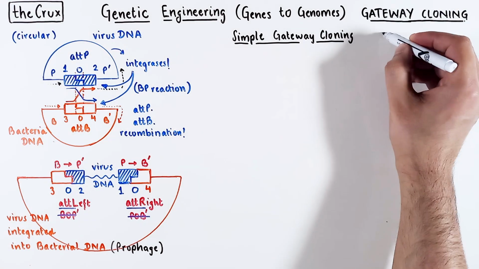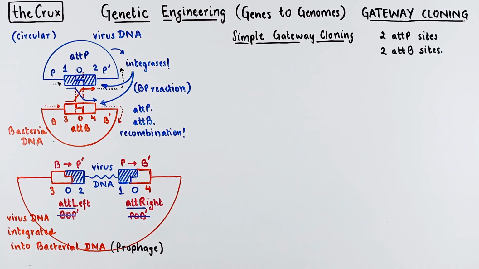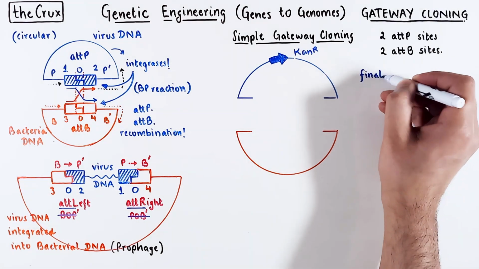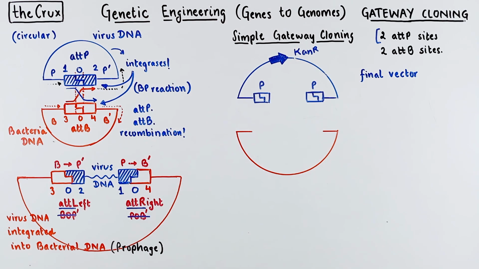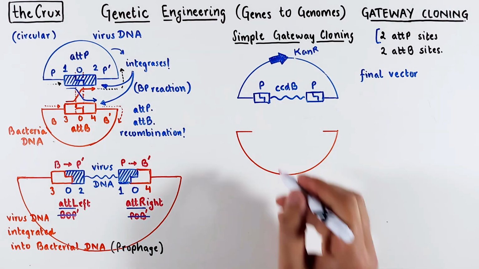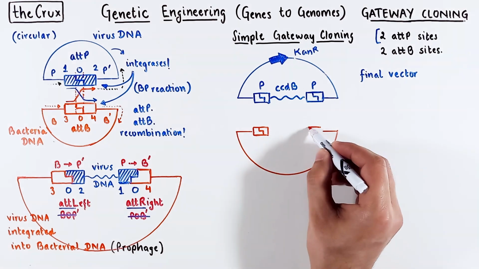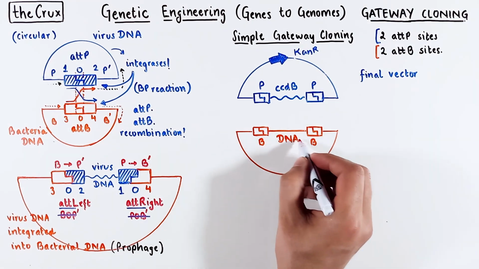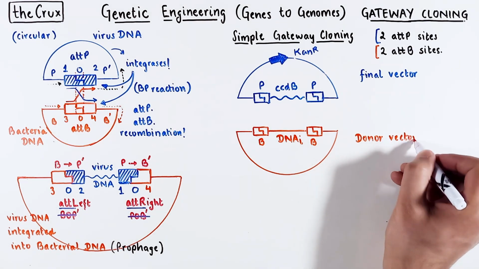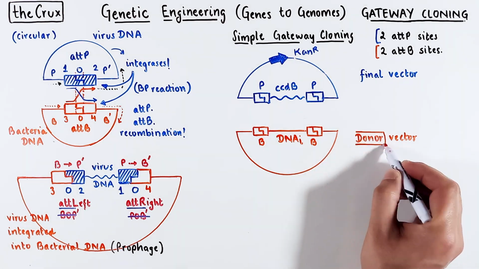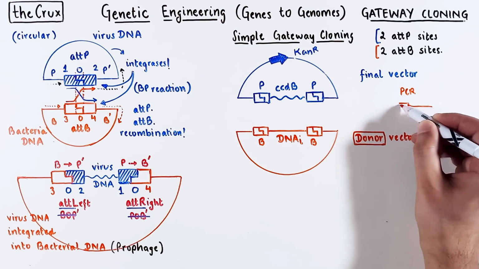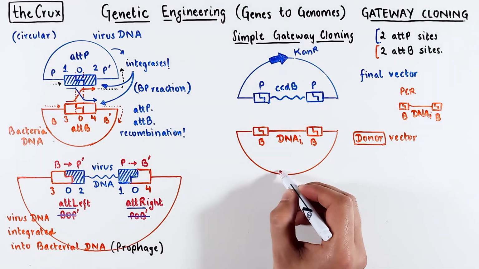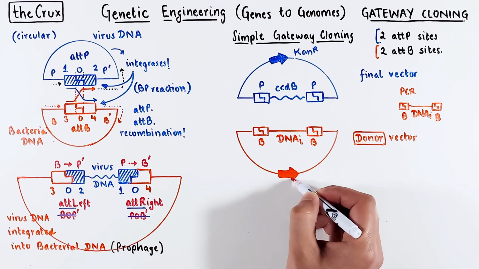This uses 2 attP and 2 attB sites. Assume that our final vector will be this blue vector carrying a kanamycin marker. It carries 2 attP sites with a ccdB suicide gene in the middle. The second vector carries 2 attB sites, and it has the DNA of interest we want to clone in the middle. This is a donor vector. Just like this DNA of interest being in the plasmid form, you can also have the DNA of interest from a PCR, but in that case you will have to add attB sites to the primer. For simplicity, I will restrict the discussion to the plasmid form of the donor vector.